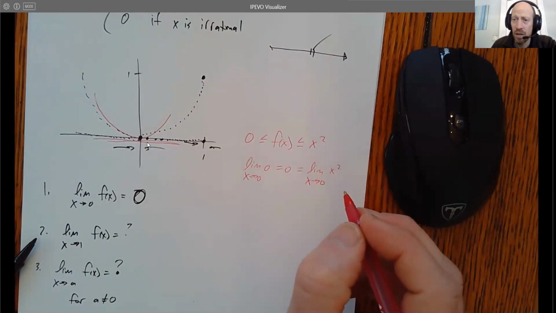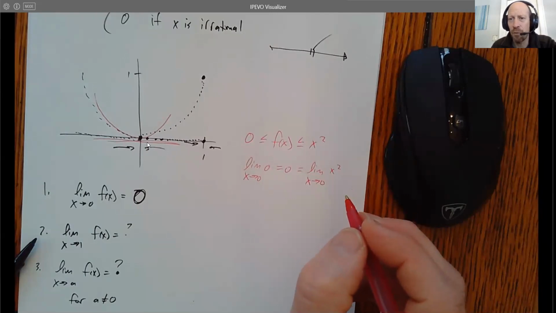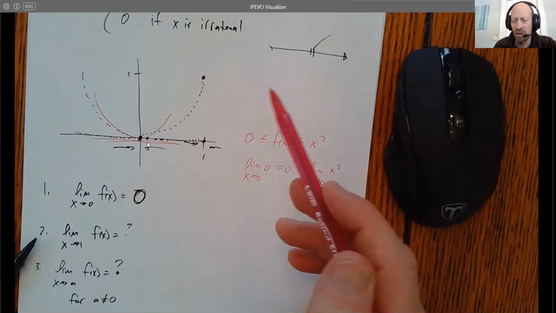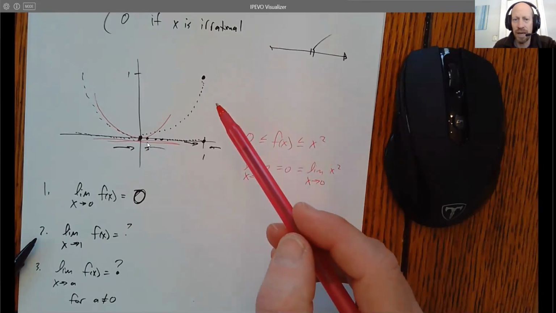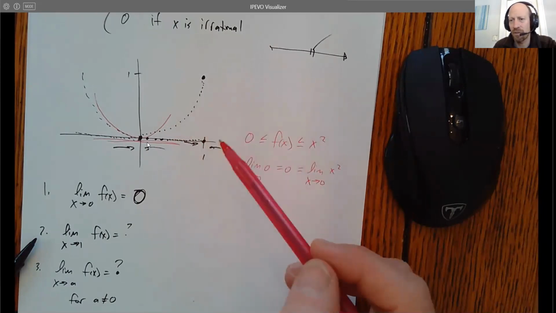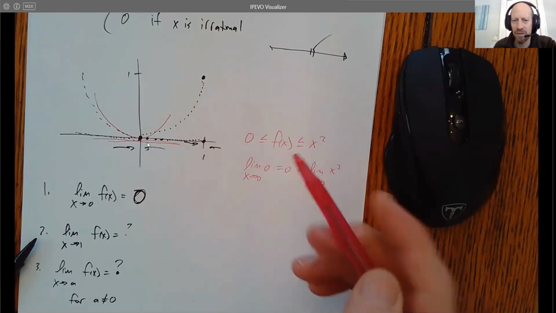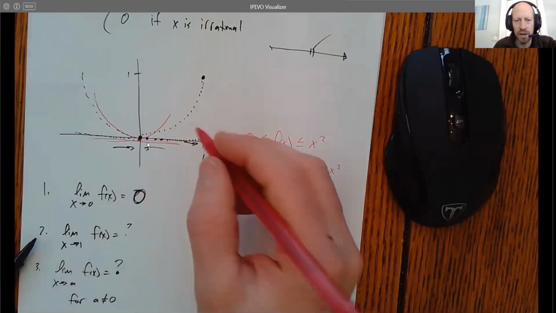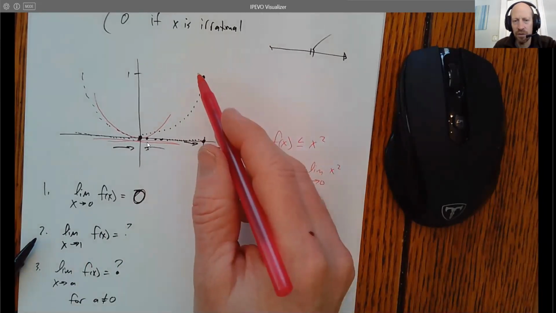I wouldn't expect you to be able to deal with some weird function like this on a test or a quiz, but that is one where the squeeze theorem is manageable. What about the limit as x goes to 1 of f of x?